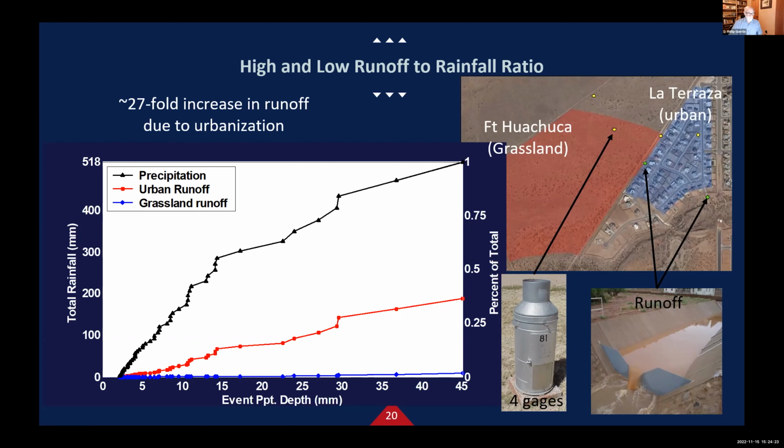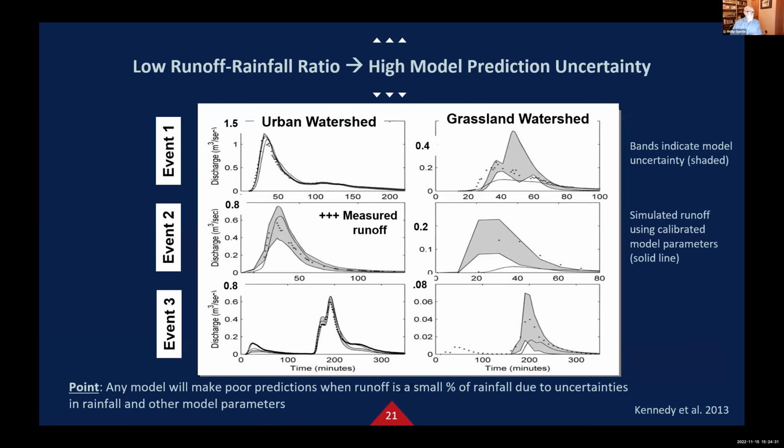And so using this information, they had stream gauges, they had streamflow measurements. We were able to try to model the urban watershed as well as the grassland watershed. And we found that we usually had high model prediction uncertainty when we had a low runoff-rainfall ratio. Now, in the urban watershed, we had a higher runoff-rainfall ratio, and we were able to model these events relatively well.